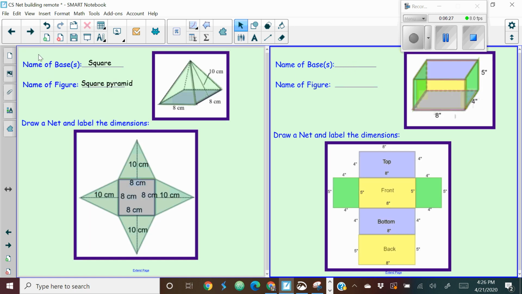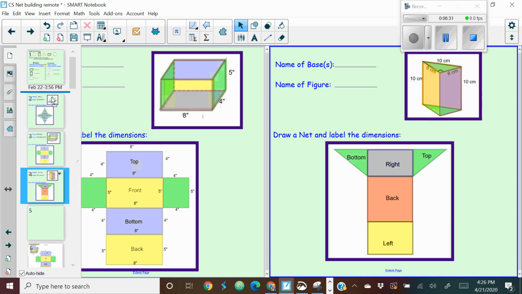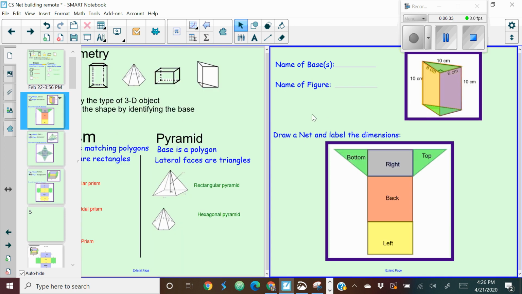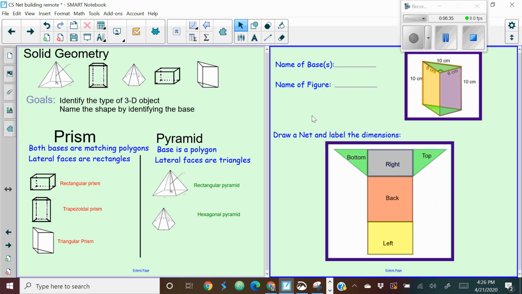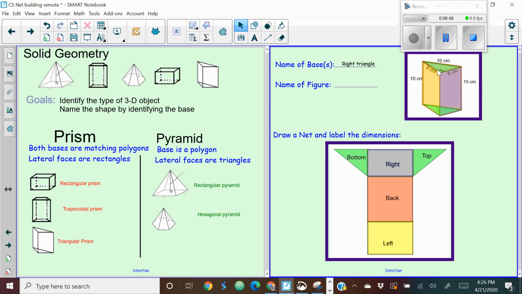And this last picture, let me bring this last one in. This one's a little trickier. This has two bases that are the same, like this triangular prism over here. So the bases are the non-rectangular parts. They're the other two matching parts. Those bases are each right triangles. So we call it a right triangular prism, and this is the net of that one.